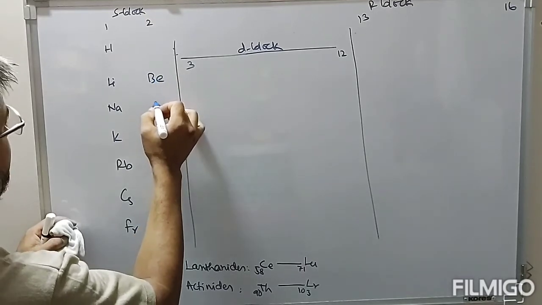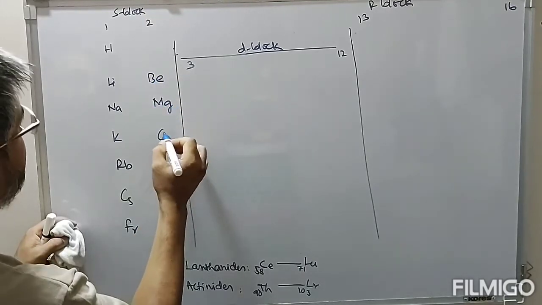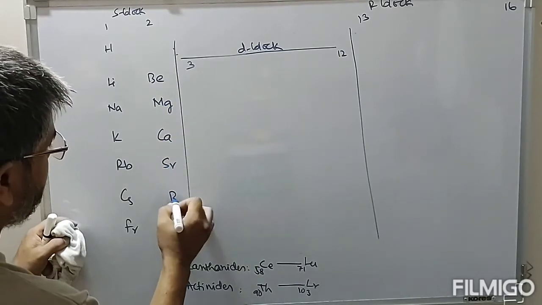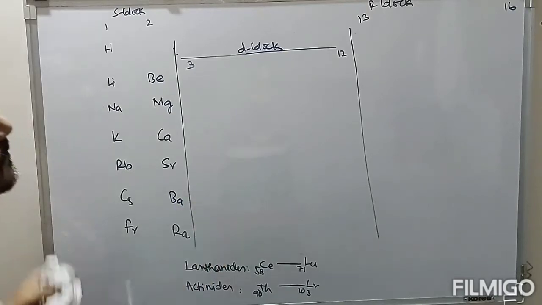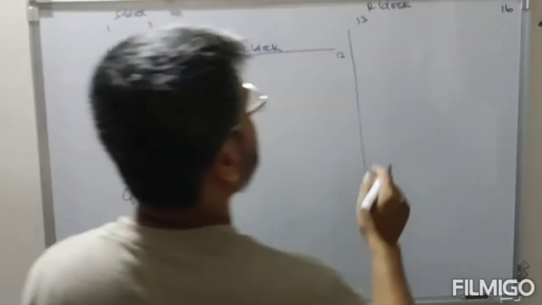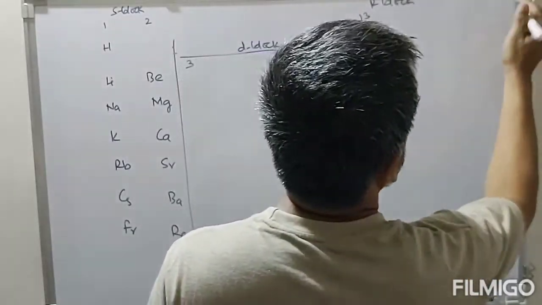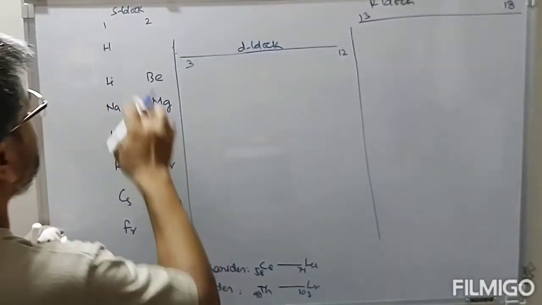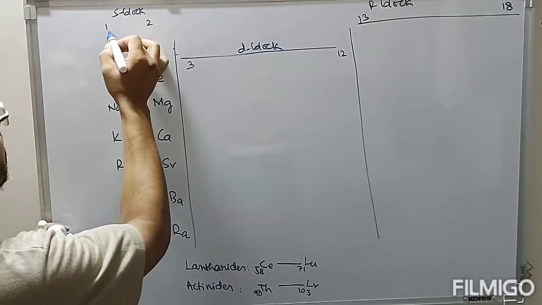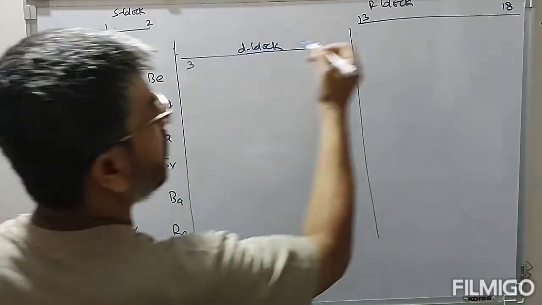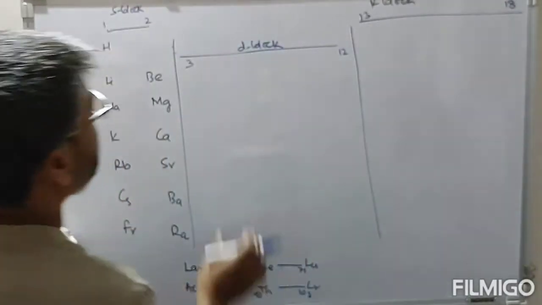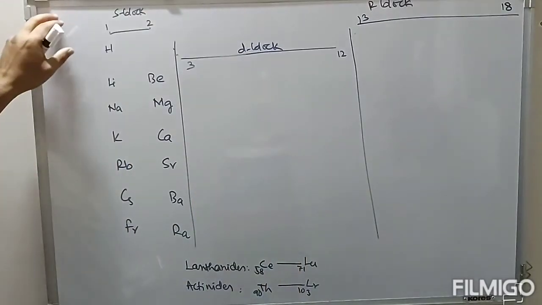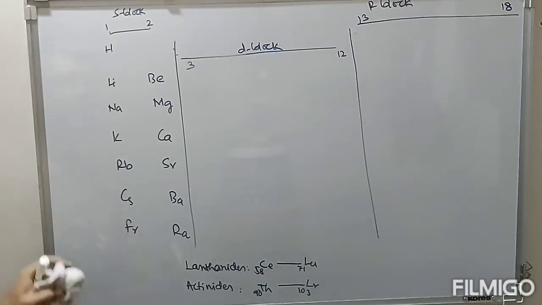Beryllium, magnesium, calcium, strontium, barium. The last one is radium. In this we have discussed. So this is S block consisting of group 1 and group 2, P block group 13 to group 18, D block 3 to 12. So this is how the periodic table looks like.